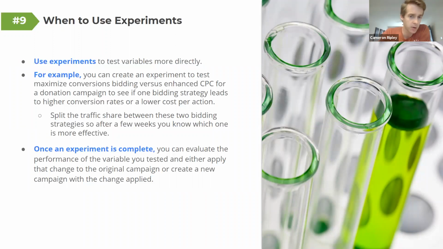So for example, you can create an experiment to test maximize conversion bidding versus enhanced CPC for a donation campaign, right? And to see if one bidding strategy leads to a higher conversion rate and a lower cost per action. So you can split the traffic between those two bidding strategies, and after a few weeks, you know which one's more effective. And then once the experiment is complete, you can evaluate the performance and then apply that to the original campaign, or even create a new campaign with the change applied.